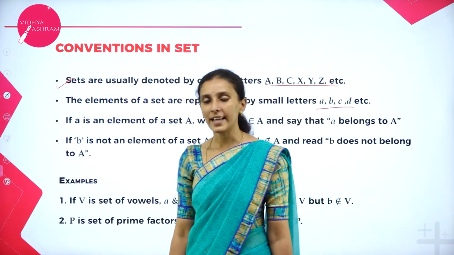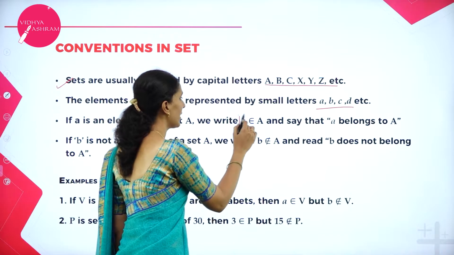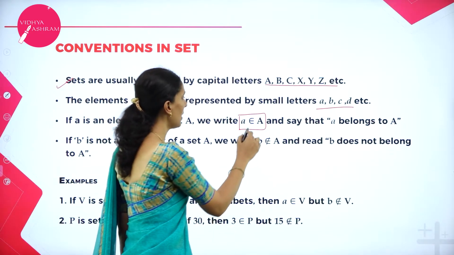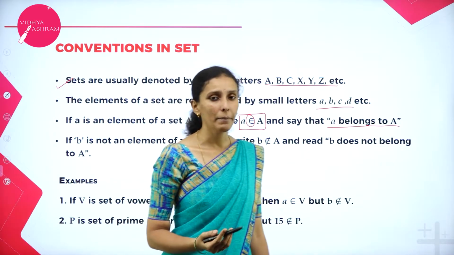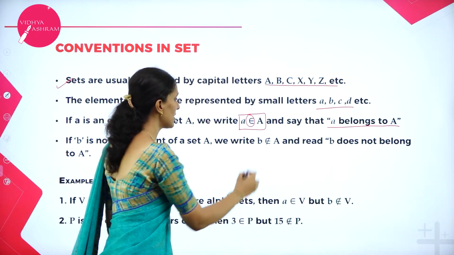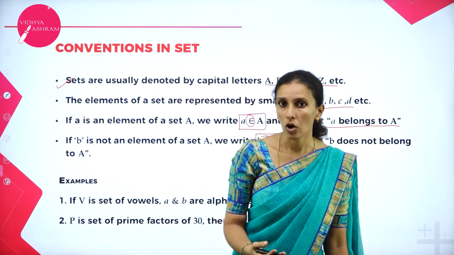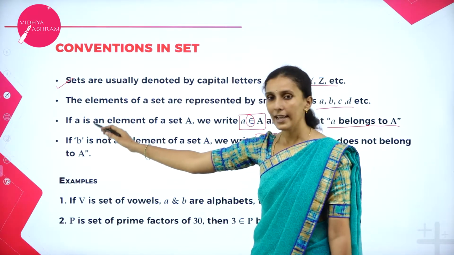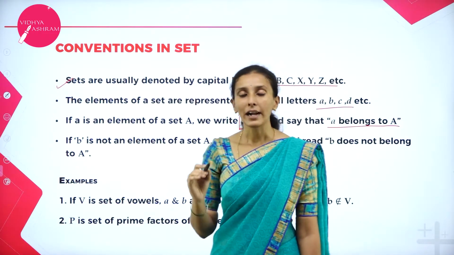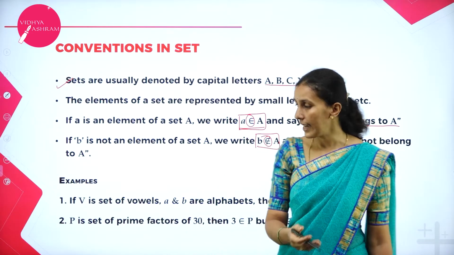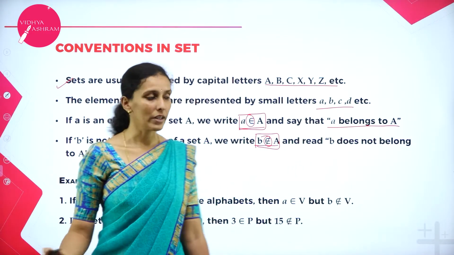Next, if an element a belongs to the set A, we write it as a belongs to A. This symbol is called belongs to. So we read it as a belongs to A. Whenever the element is not in the set, we use the symbol does not belong to. We say it as b does not belong to A. So if a is an element of A, we symbolically write it as a belongs to A. And if b is an element which is not in the set, we symbolically write it as b does not belong to A. Examples are given here.